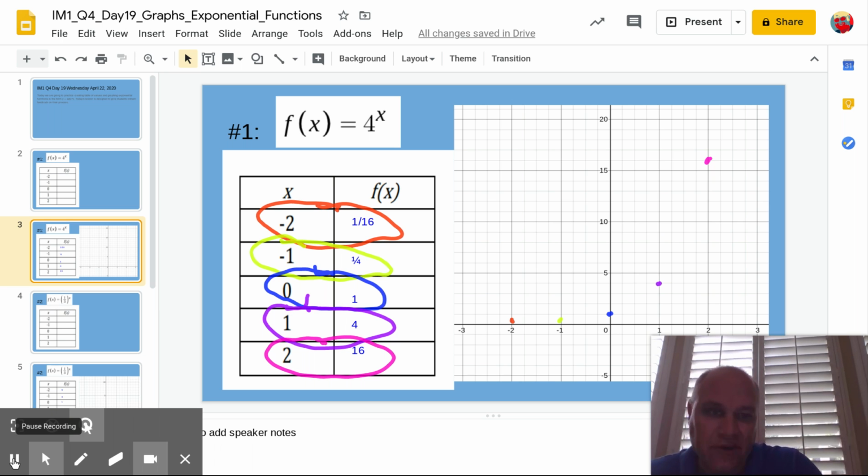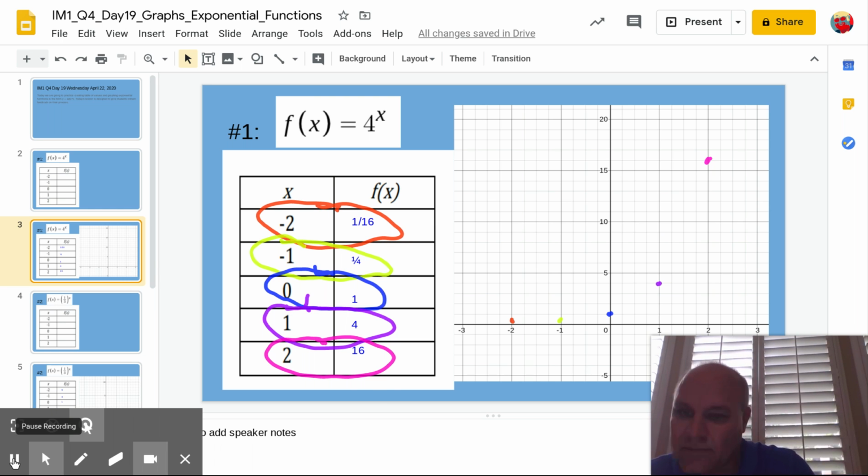And then it becomes easier to graph. (1, 4) is my purple one. The pink one is (2, 16). Right? So now it starts to fly up. So how would you generate the next one? If x is 3, what would you expect f of x to be?